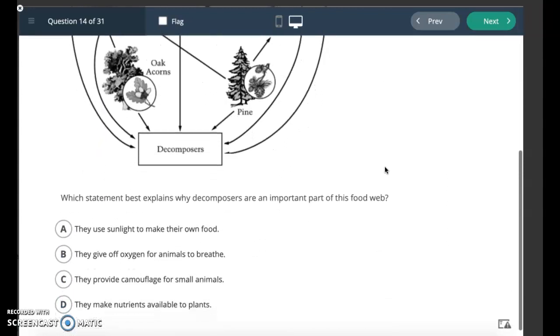Which statement best explains why decomposers are an important part of this food web? A, they use sunlight to make their own food. B, they give off oxygen for animals to breathe. C, they provide camouflage for small animals. Or D, they make nutrients available to plants.